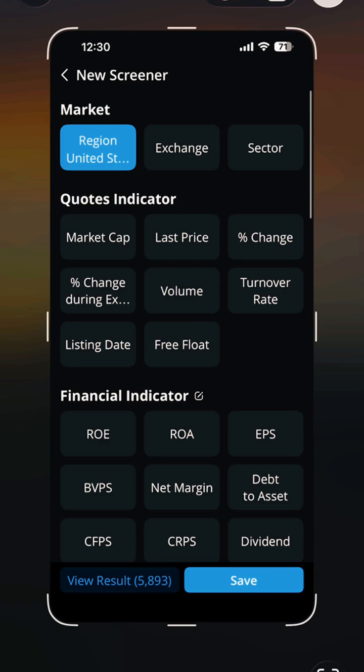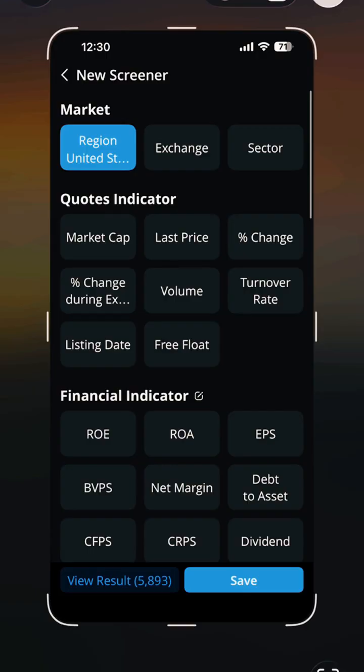So free float, this is one of my personal favorites. Free float tells you how many shares are available for the public to trade. It excludes insider holdings or locked up shares. So the smaller the float, the more volatile the stock is going to be. Volatile means how much we expect it to move. Why? Because it doesn't take much buying pressure to move the price on these.